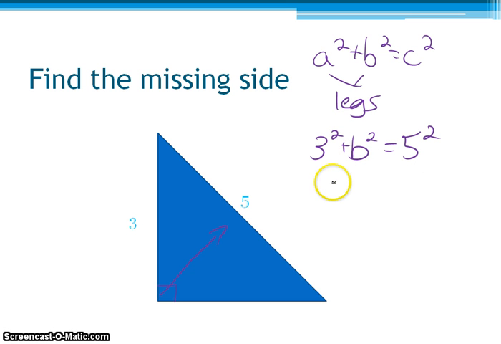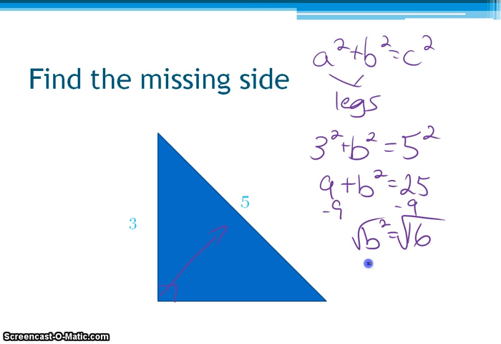So I'll square my numbers. Subtract 9 from both sides. I've got b squared equals 16, and when I take the square root, I do get positive or negative 4, but since of course we are dealing with a triangle here, our missing side is 4. And we'll see this 3, 4, 5 triangle quite a bit. It's one of what we call Pythagorean triples.